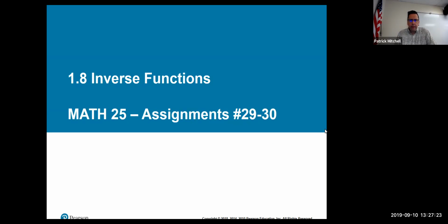Today we're talking about section 1.8, inverse functions. We are building up to inverse trigonometric functions. So in the last video, we talked about composite functions. Composite functions are an important concept to understand inverse functions.